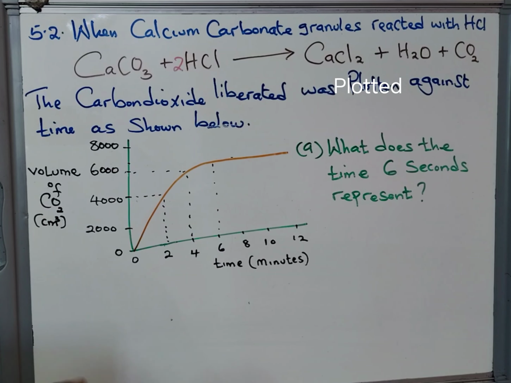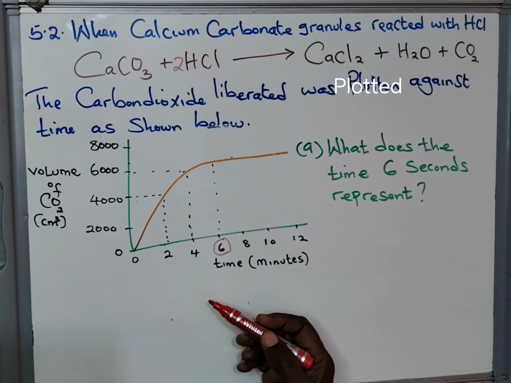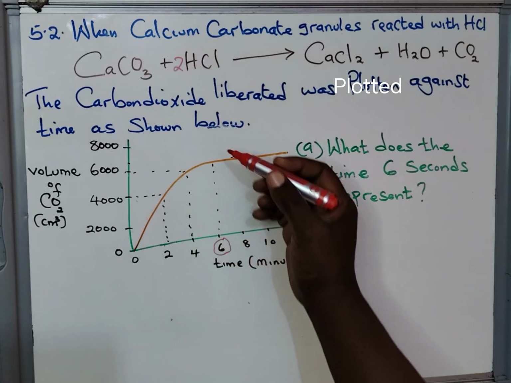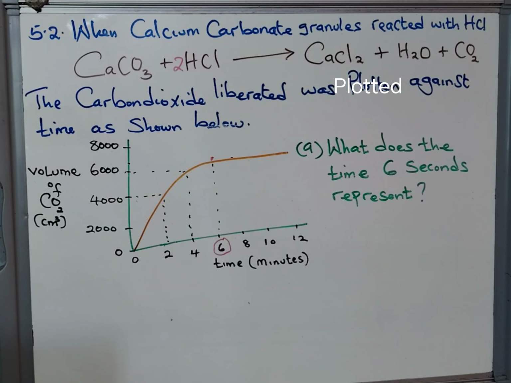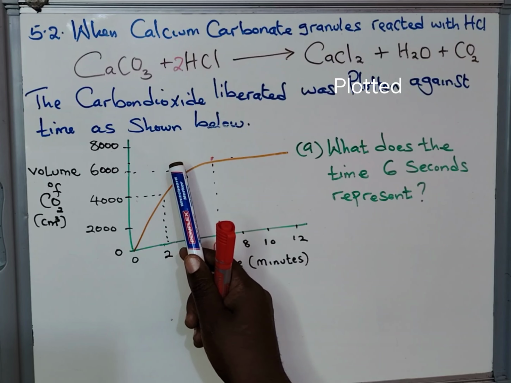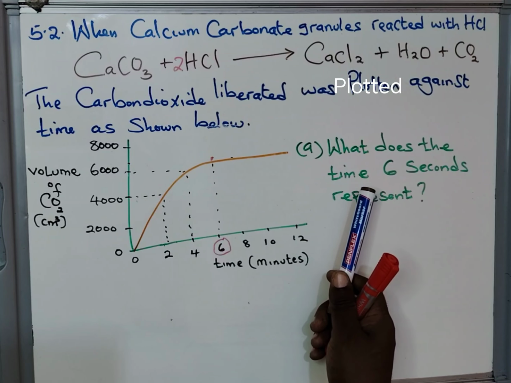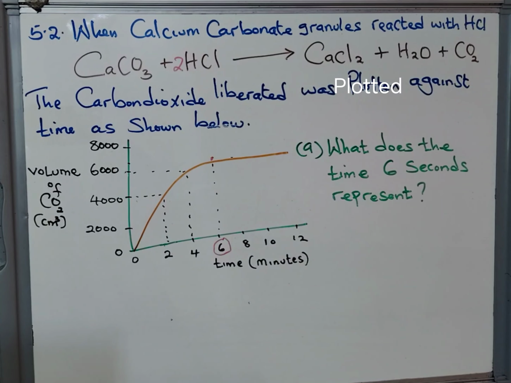Okay, so what is the 6 seconds? This is it. And when you trace it, we have it here. You trace it to see how the graph behaves at 6 seconds. And this is what we find out, that at 6 seconds, the graph flattens out. It becomes horizontal. So that's the behavior of the graph at 6 seconds.